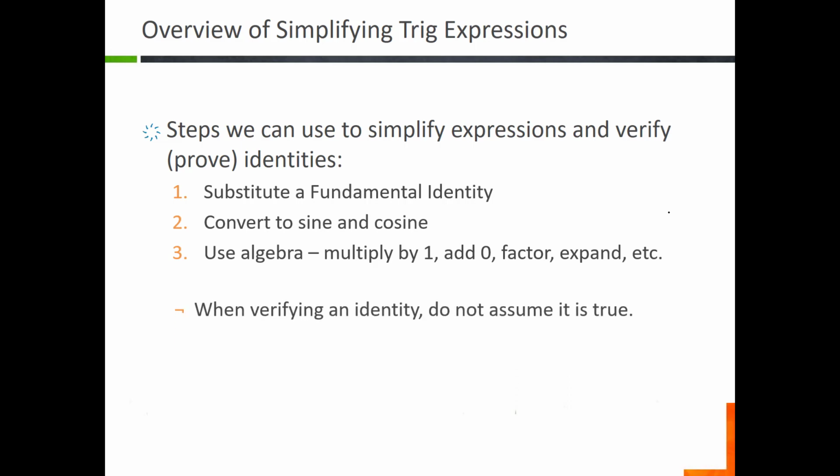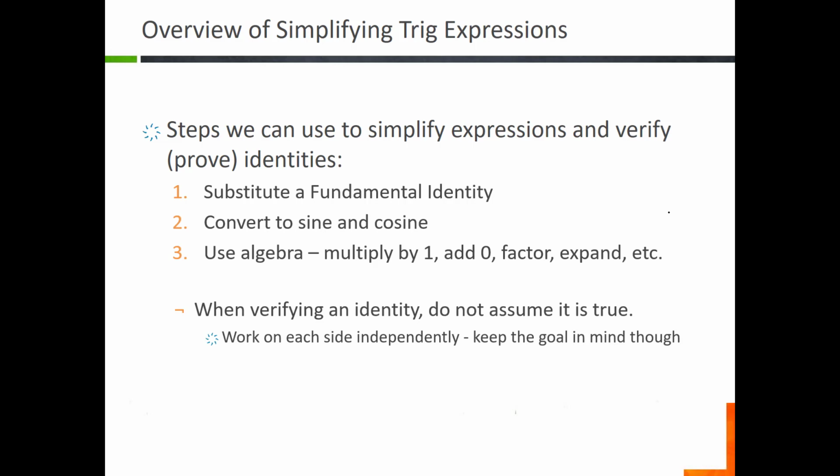Now, if we want to verify an identity, which just means we have some equation that we think is an identity, and we want to make sure that it is true always, the first thing is you can't assume it's true. Which may not make a lot of sense to you, but what that means is that you have to work on each side of the equation symbol independently. So you can't add a 3 to the left side and then add it to the right side as well just to balance things out. You have to pick one side and work with it.